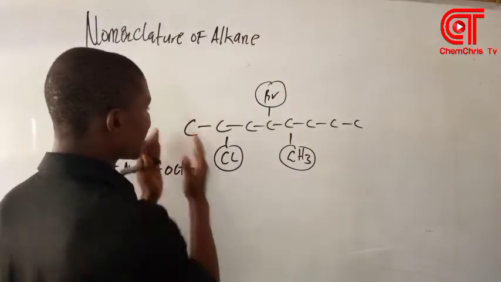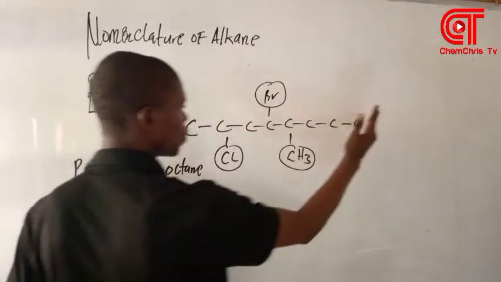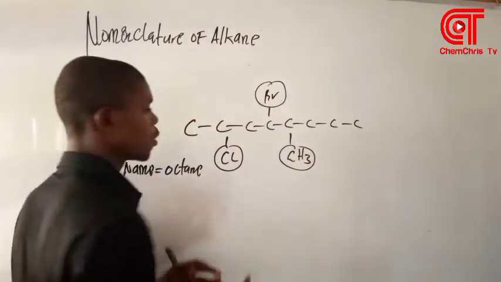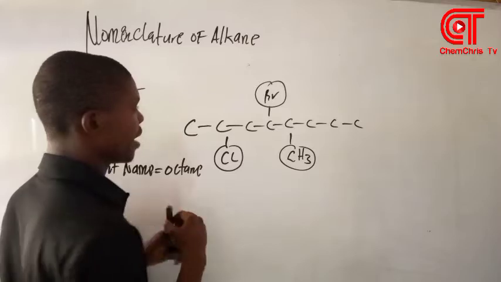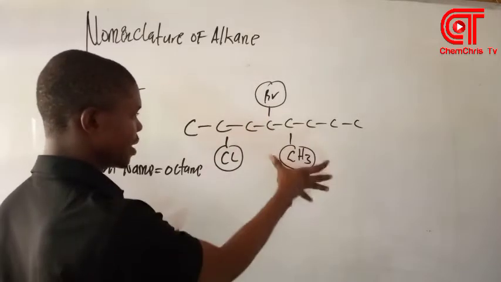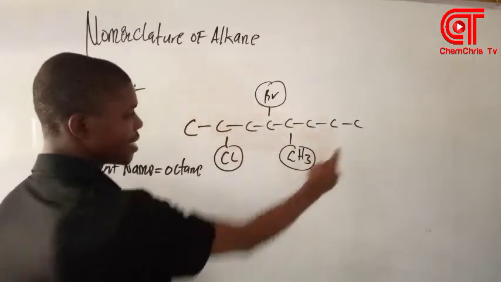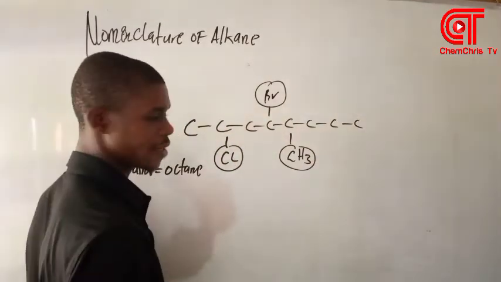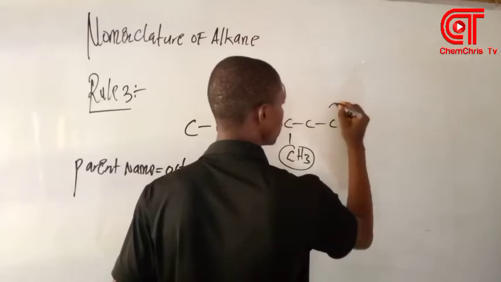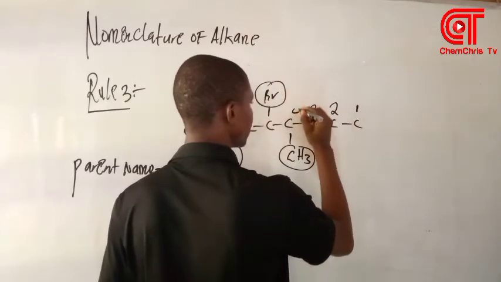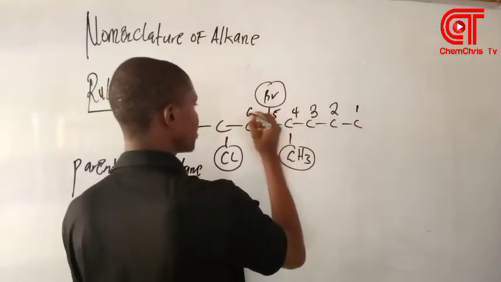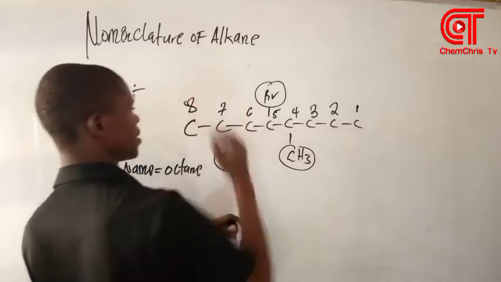So now I can either start my numbering from here, or I will start my numbering from this point. When I number it from here, I need to work out the positions of the substituents. When I start my number from the other end, I also need to work out the positions of the substituents, right? Now let's start from here first and see what we get. So 1, 2, 3, 4, 5, 6, 7, 8, right?